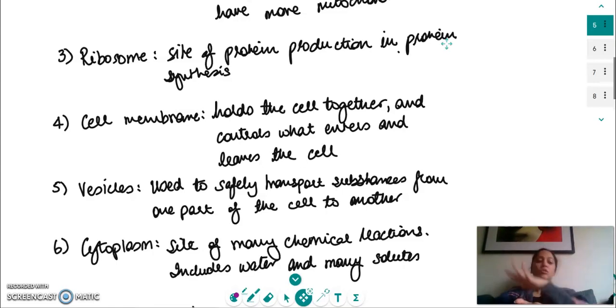And finally, all this is within the cytoplasm. This is where the chemical reactions take place. It's made up of water and many different solutes.